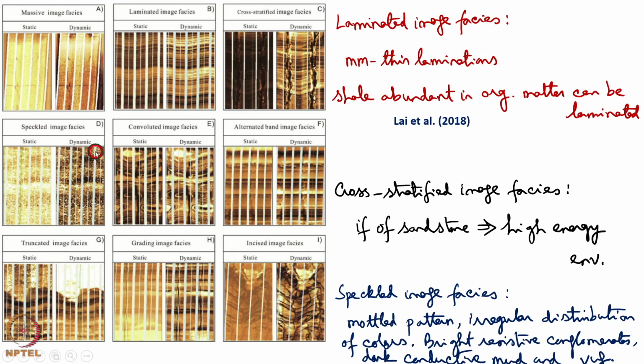Naturally, in case of speckled image facies, since there is no plane developed, we do not see straight lines or curved lines or the sine curves. So, we can compare the speckled image facies with the massive image facies. Both are devoid of planes, but their appearances are different. Laminated image facies and speckled image facies, their appearances are different. Here lines are developed, here we do not have lines. Cross stratified image facies and the speckled image facies, they are different in appearance.